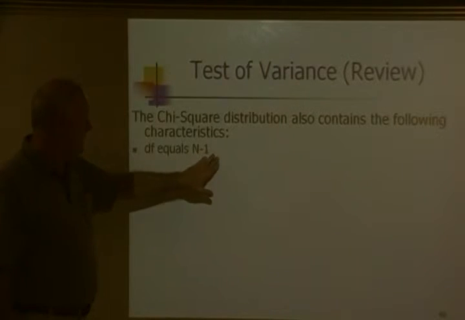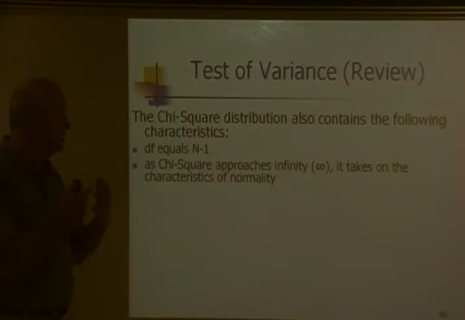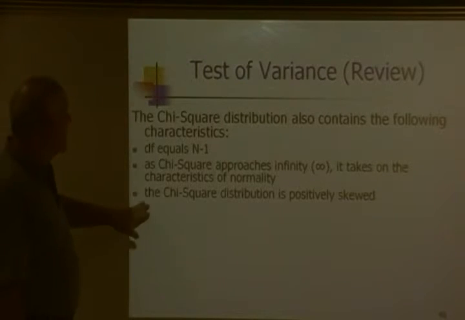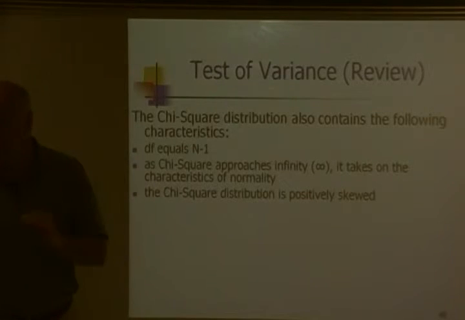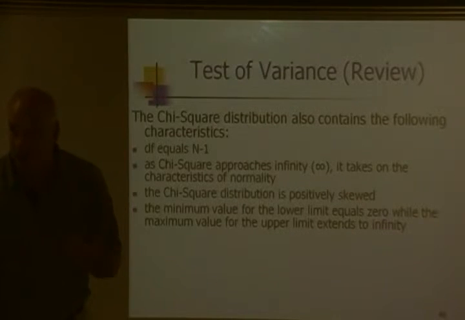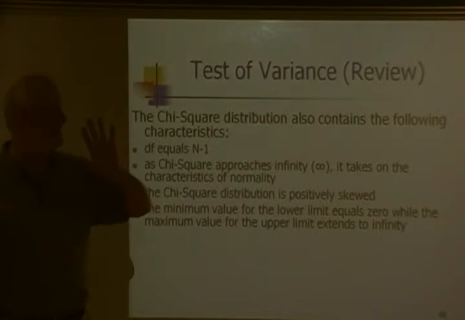Degrees of freedom equals n minus 1. As chi-square approaches infinity, it takes on the characteristics of normality, even though it's a chi-square distribution. The chi-square distribution is positively skewed. The minimum value for the lower limit equals 0 because that's as low as you can go in a squared value, while the maximum value for the upper limit extends to infinity.